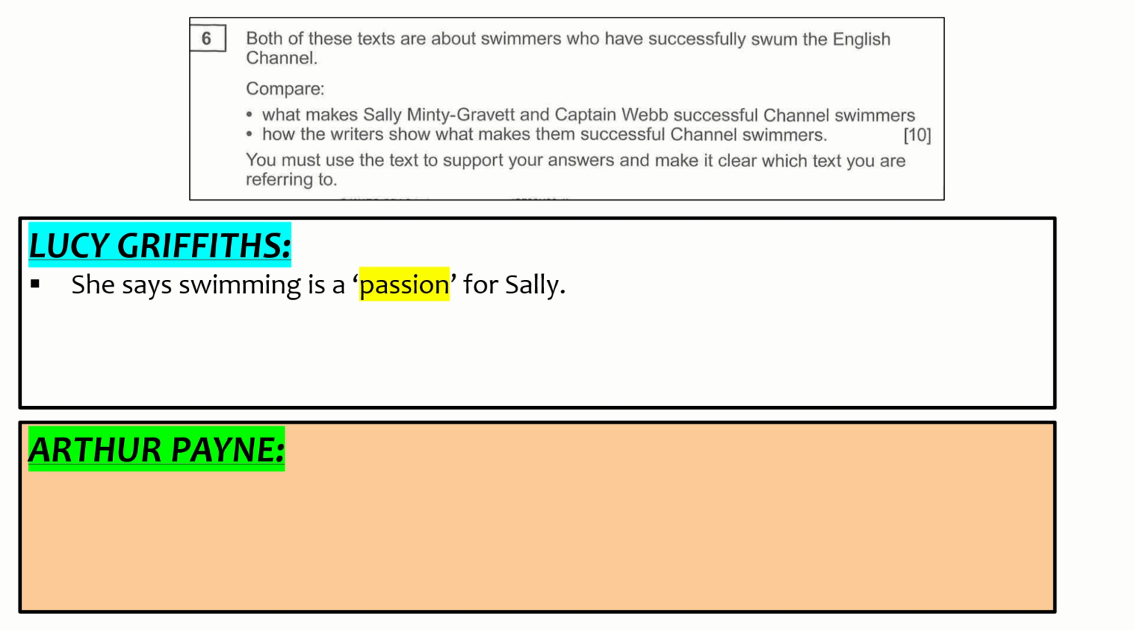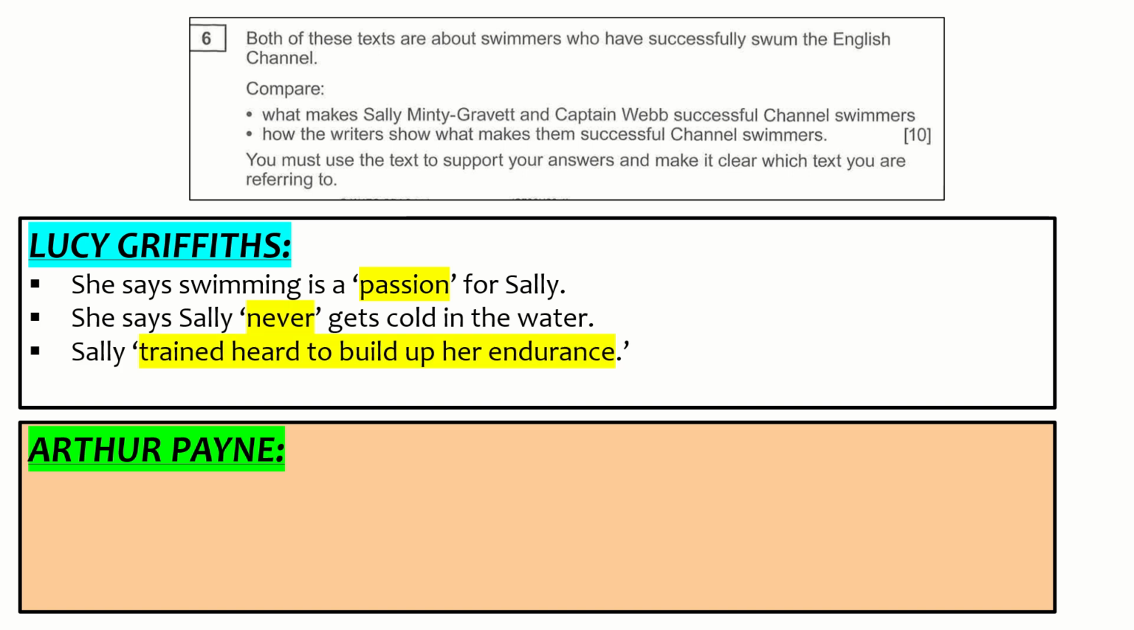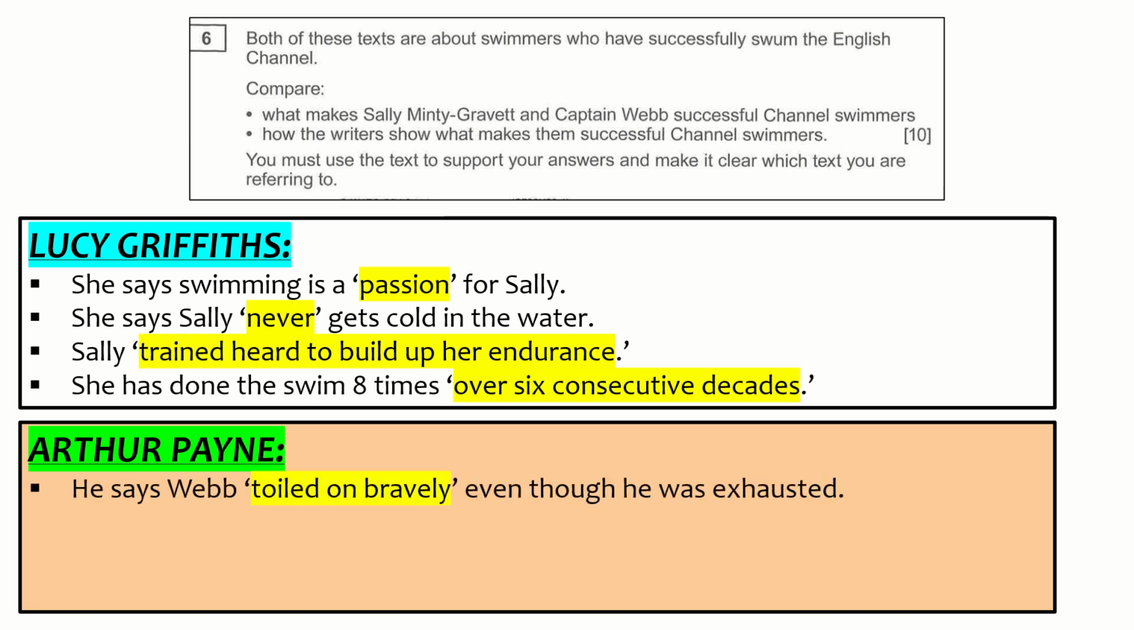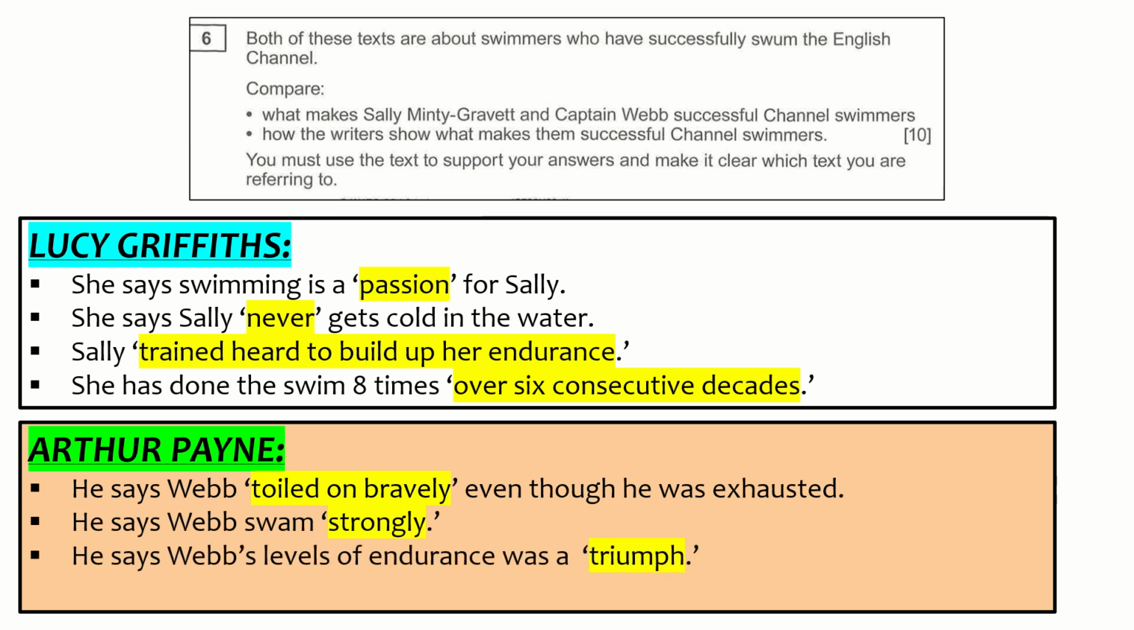She says swimming is a passion for Sally. She says Sally never gets cold in the water. Sally trained hard to build her endurance. She's done swimming 8 times over 6 consecutive decades. Well, Arthur Payne, he says Webb toiled on bravely even though he was exhausted. He says Webb swam strongly. He says Webb's level of endurance was a triumph. He says Webb was very determined. Okay, so those are the answers.